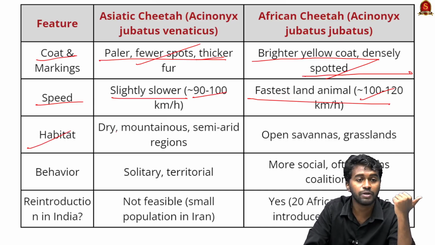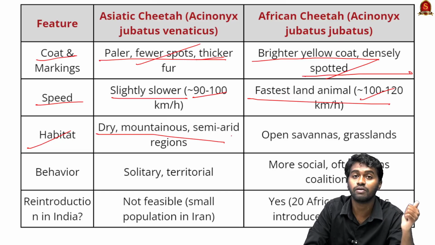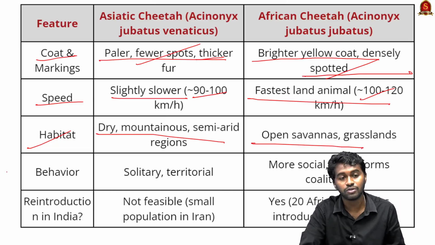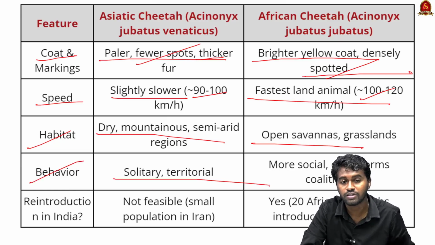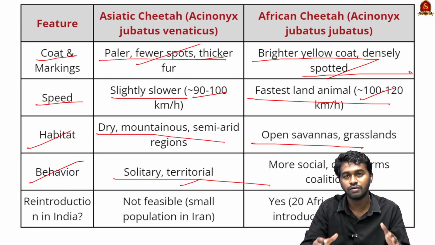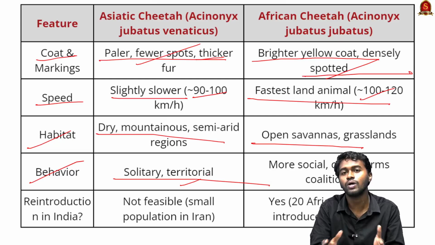And coming to the habitat, the Asiatic cheetah lives in dry, mountainous, semi-arid regions, while the African cheetah lives in the open savanna. And coming to the behavior of the Asiatic cheetah and African cheetah, the Asiatic cheetah is solitary in nature, and they always have a territory. That means a cheetah has a specific territory, and no other cheetah or animals will be allowed to dominate in that territory.